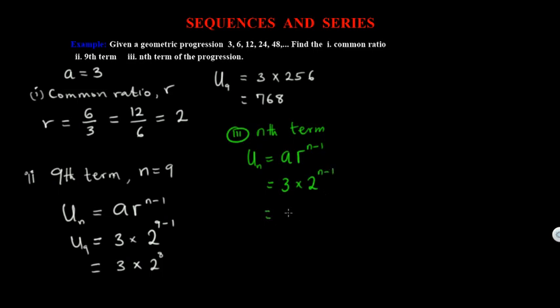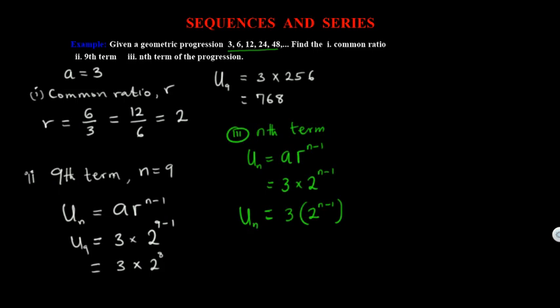Hence, we can conclude that for this sequence that we are working with, if anyone is to continue writing this sequence, the person should just use this formula: 3 open bracket 2 raised to the power of n minus 1. That is the nth term of this sequence.